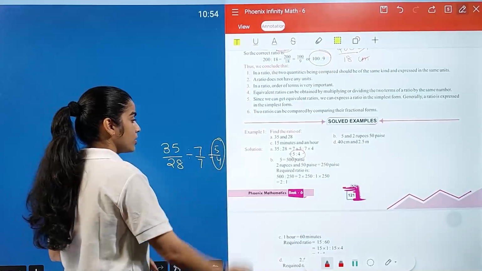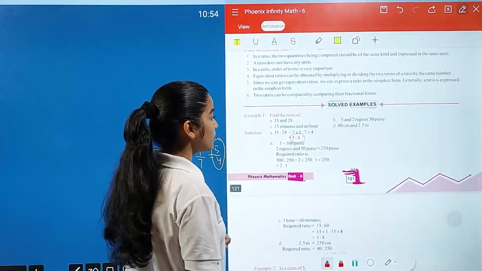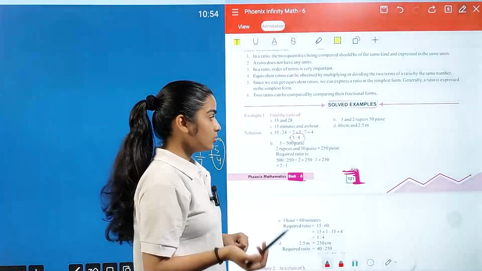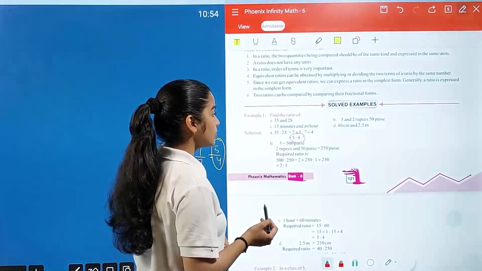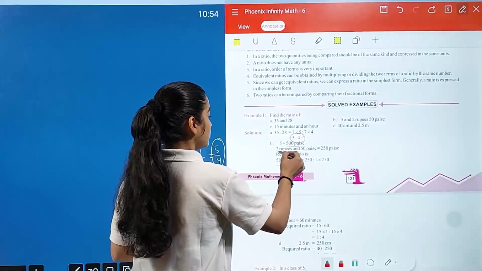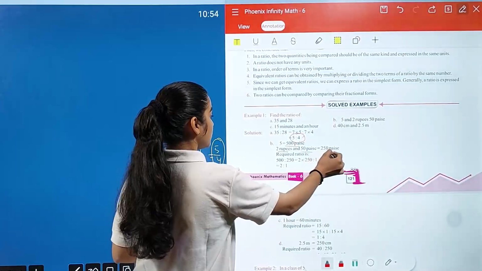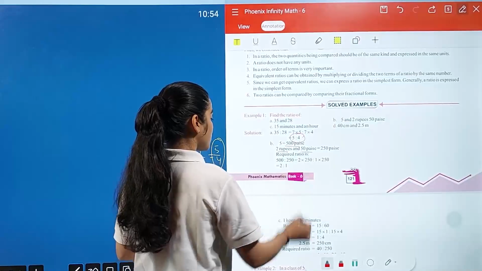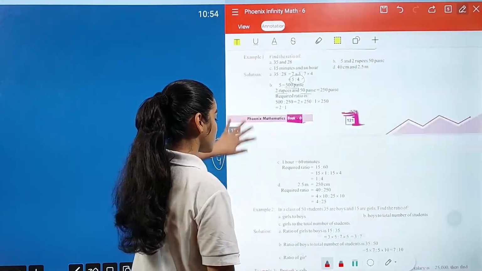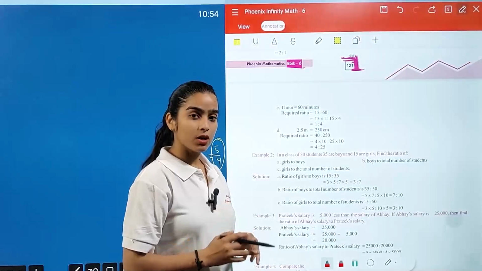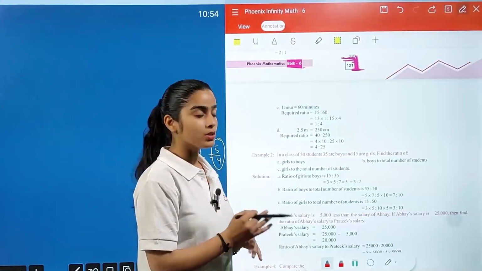This is your ratio. Same way, 5 rupees and 2 rupees 50 paise. First we have to convert: 5 rupees is equal to 500 paise, and 2 rupees 50 paise will be 250 paise. 500 is to 250. Sorry, your ratio will be 2 is to 1. In the same way, if you have different units, first you have to convert them into the same unit and then simplify.